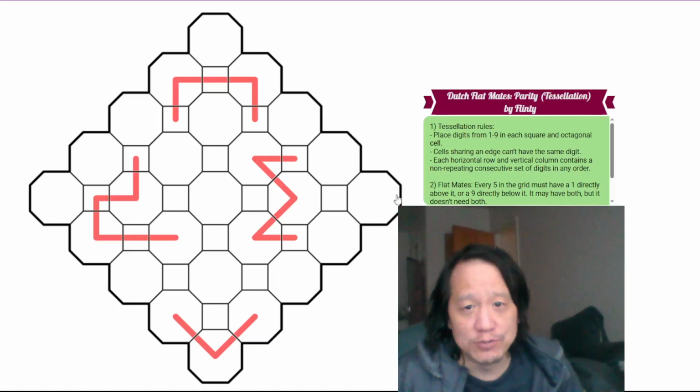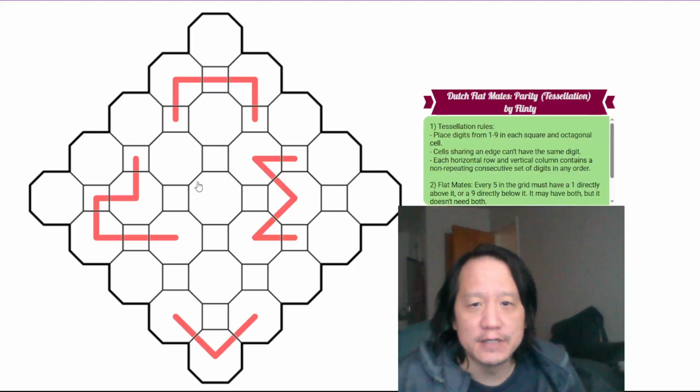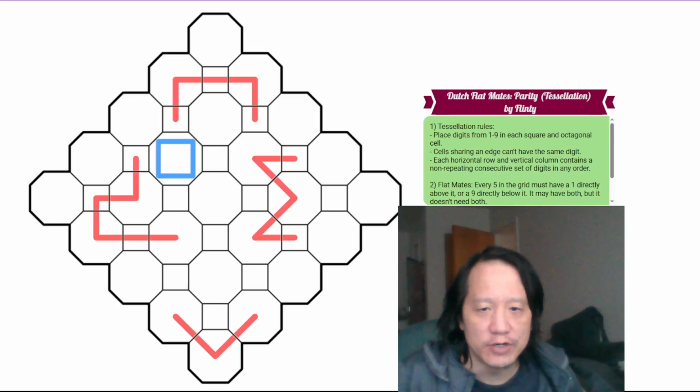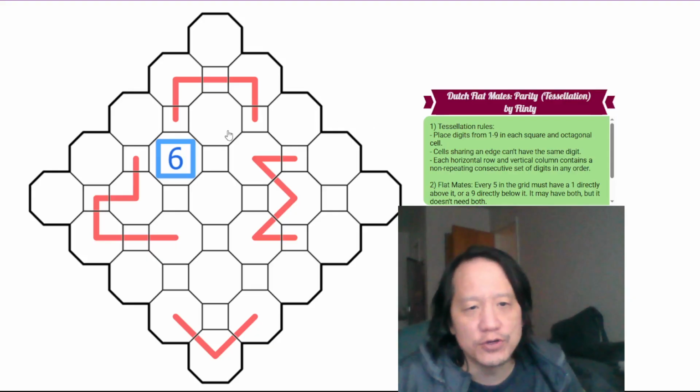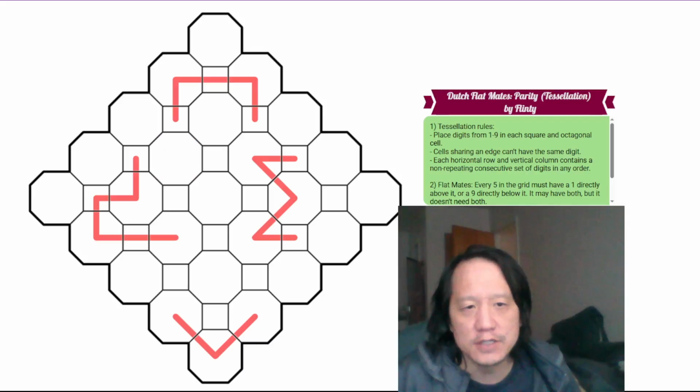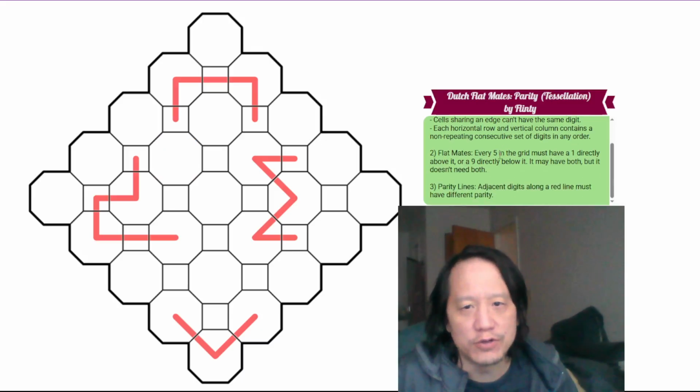We have tessellation rules, where we need to place a digit from 1 through 9 in each square and octagonal cell. And cells sharing an edge can't have the same digit. So for example, whatever digit is here, say it was a 6, you could not have a 6 in any of the cells that share an edge with it. Same with the squares, but squares only have 4 cells that are next to them.